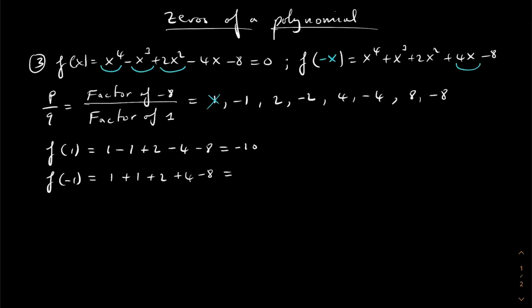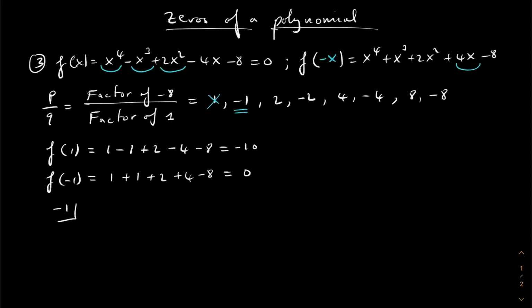And if you add up all of these things, you're going to see that that's going to give you 0, which means that negative 1 is actually a 0 for our polynomial. So since I know that, I'm going to go ahead and divide the polynomial by x minus minus 1 to figure out what my factors are. And so I'm going to go ahead and use the synthetic division again.